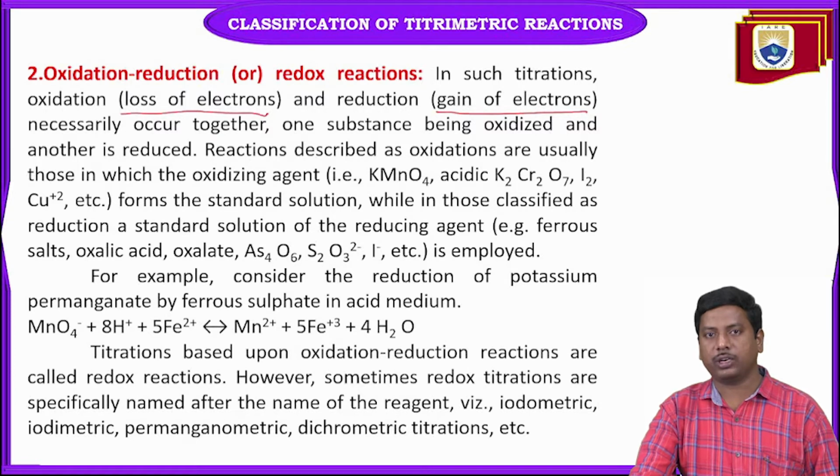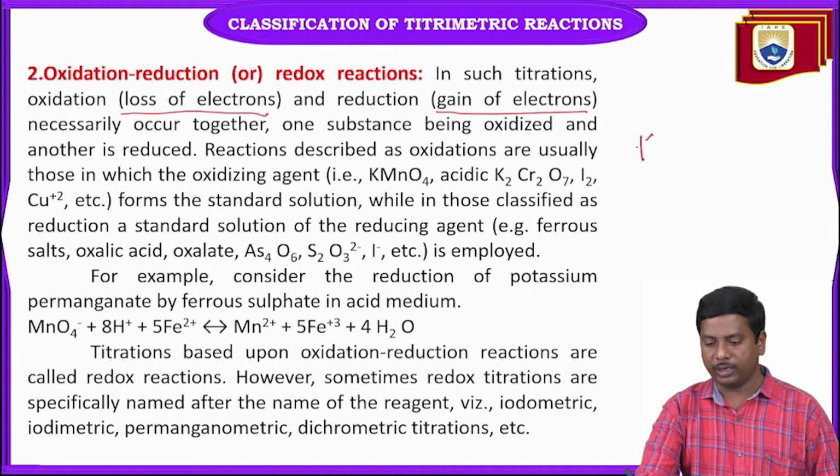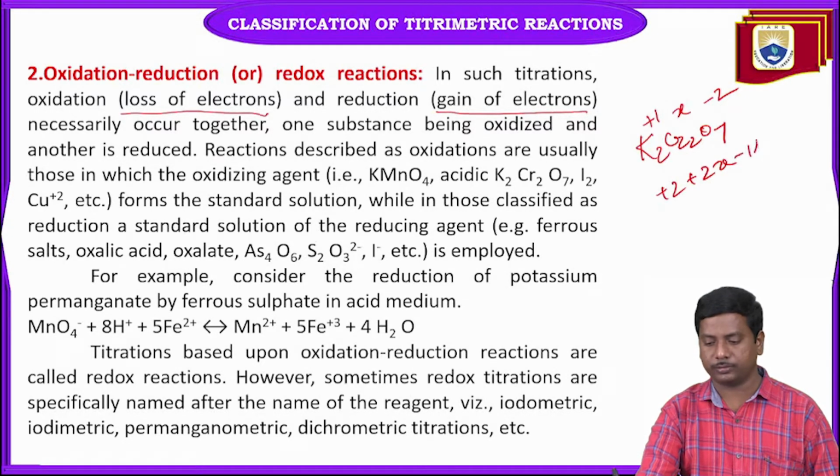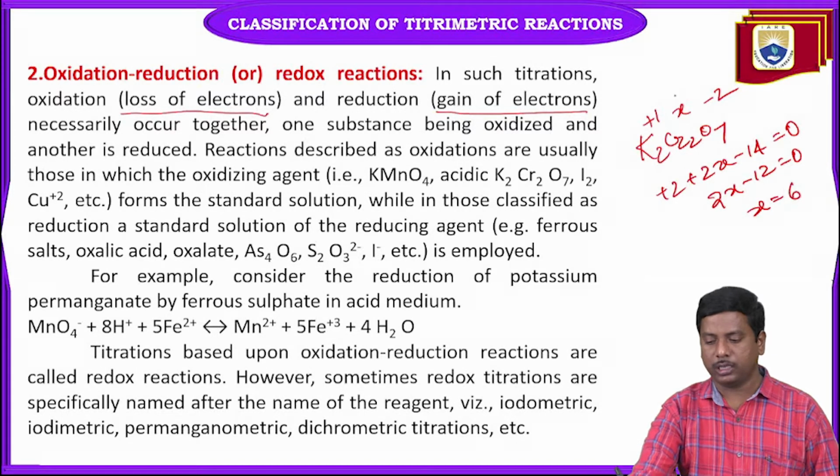For example, consider potassium dichromate, K2Cr2O7. Now we calculate the oxidation state of chromium in the dichromate. Potassium belongs to the first group, so +1, chromium is taken as x, and the charge on oxygen is -2. So +2 plus 2x minus 14 is equal to 0, and 2x minus 12 is equal to 0. x is equal to 6. So the oxidation state of chromium is 6. And this is the example for an oxidant.